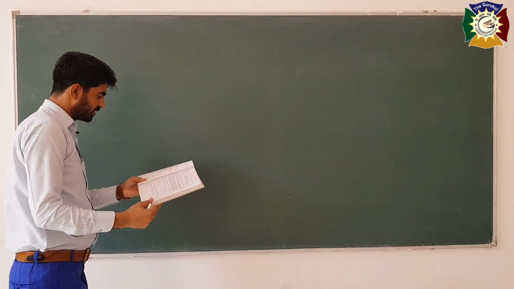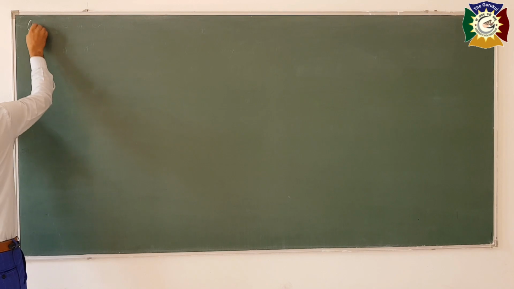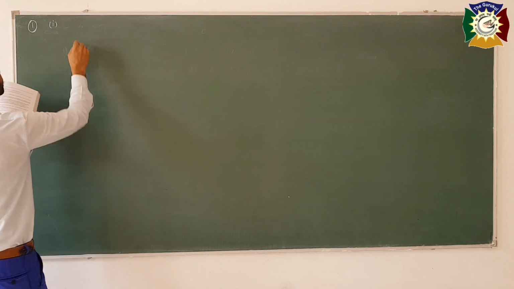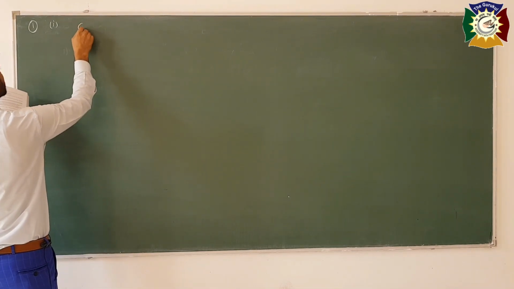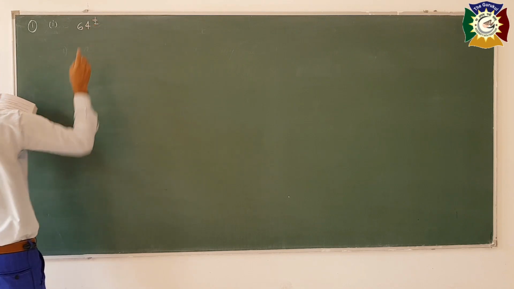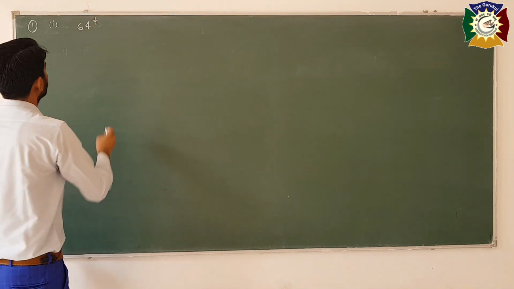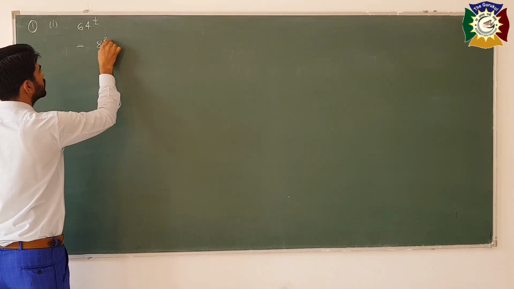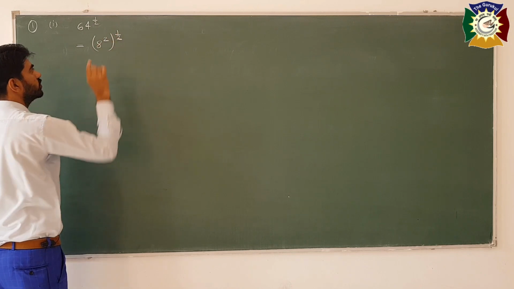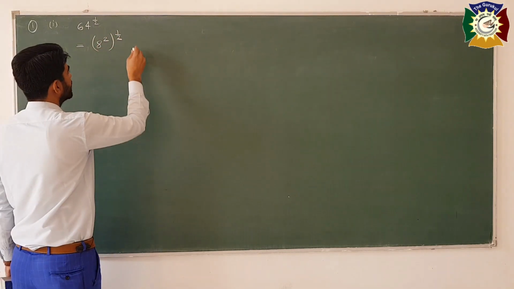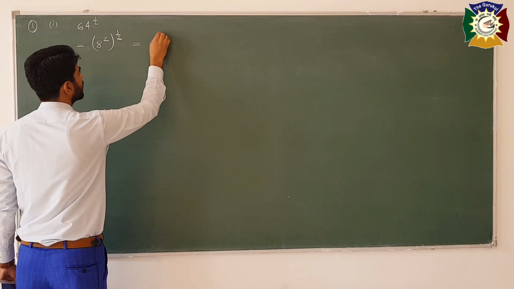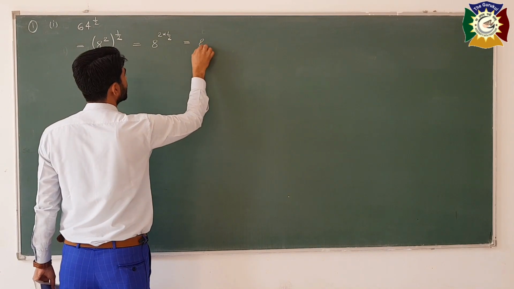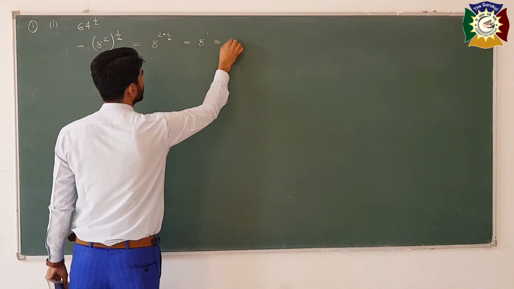First is question number 1, part 1. We have to just find the value of 64 to the power 1 by 2. I can write 64 as 8 to the power 2, whole to the power 1 by 2. Now if power to the power is there, powers will get multiplied: 8 to the power 2 into 1 by 2. So the 2 will get cancelled. It will be 8 to the power 1, and it is equal to 8.